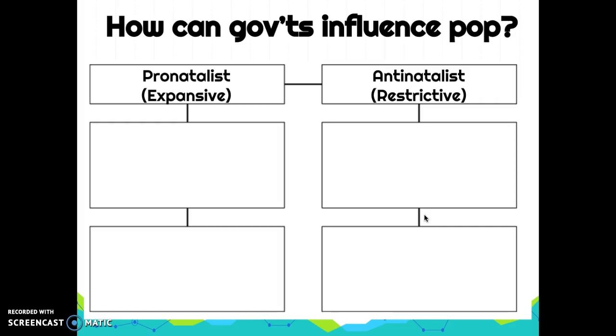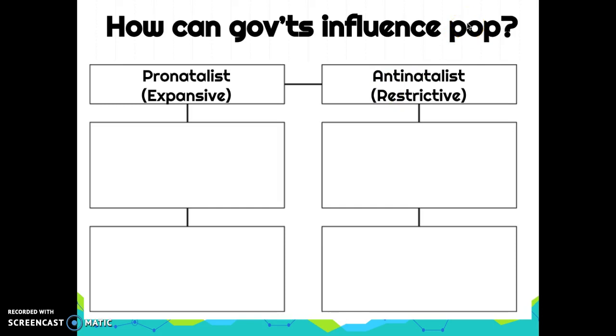So, a major question surrounding population policies is, how can governments influence their country's population? And the answer is to enact one of these types of policies, either pro-natalist, which is also considered an expansive population policy, and anti-natalist, which is considered a restrictive population policy.